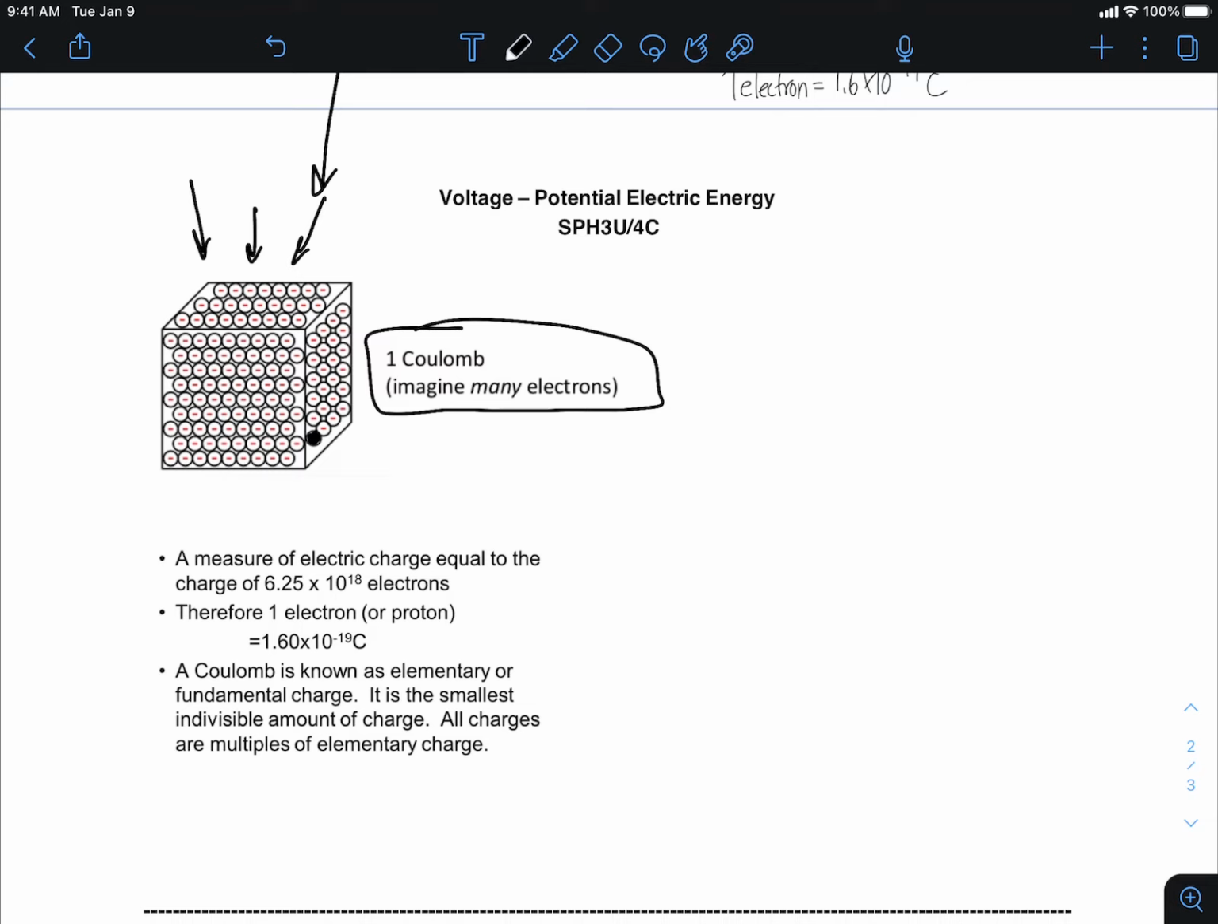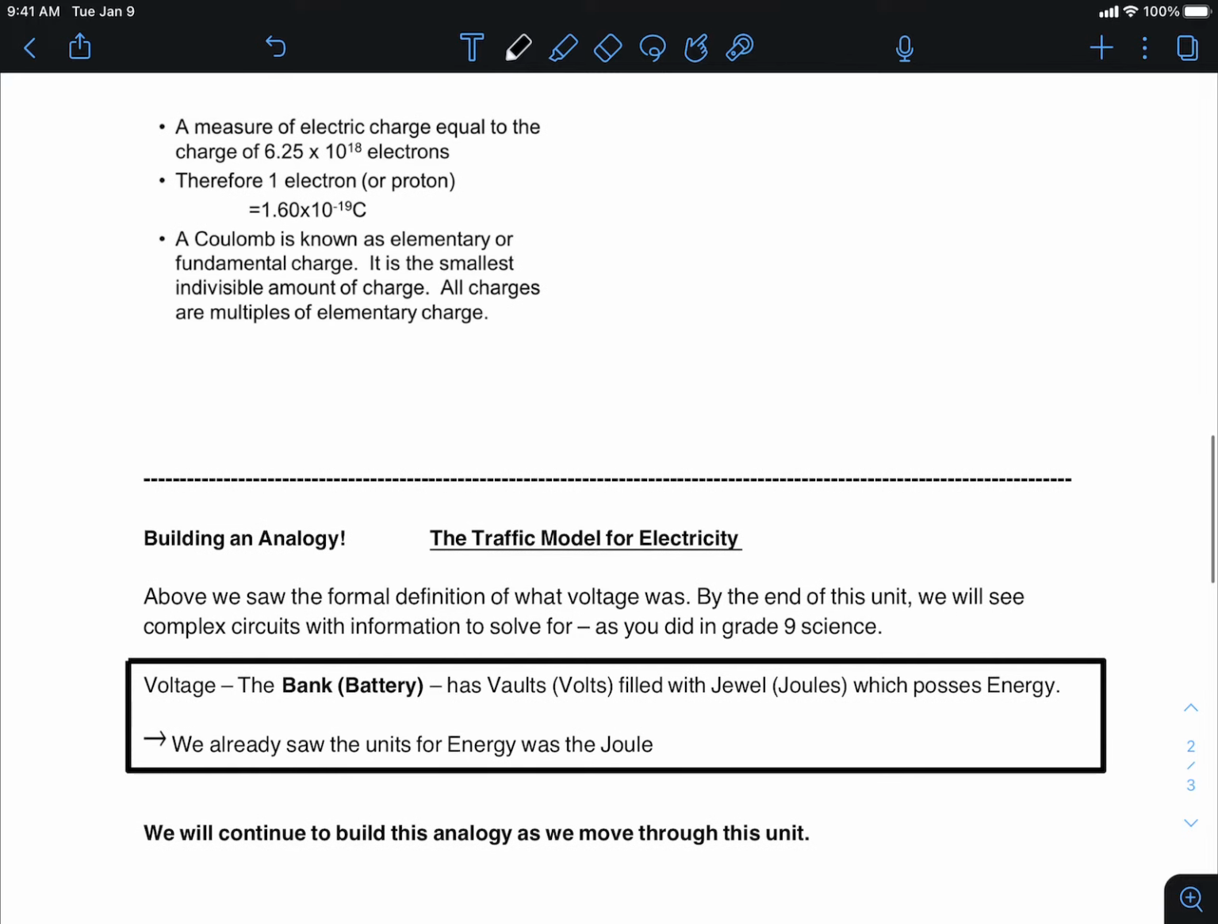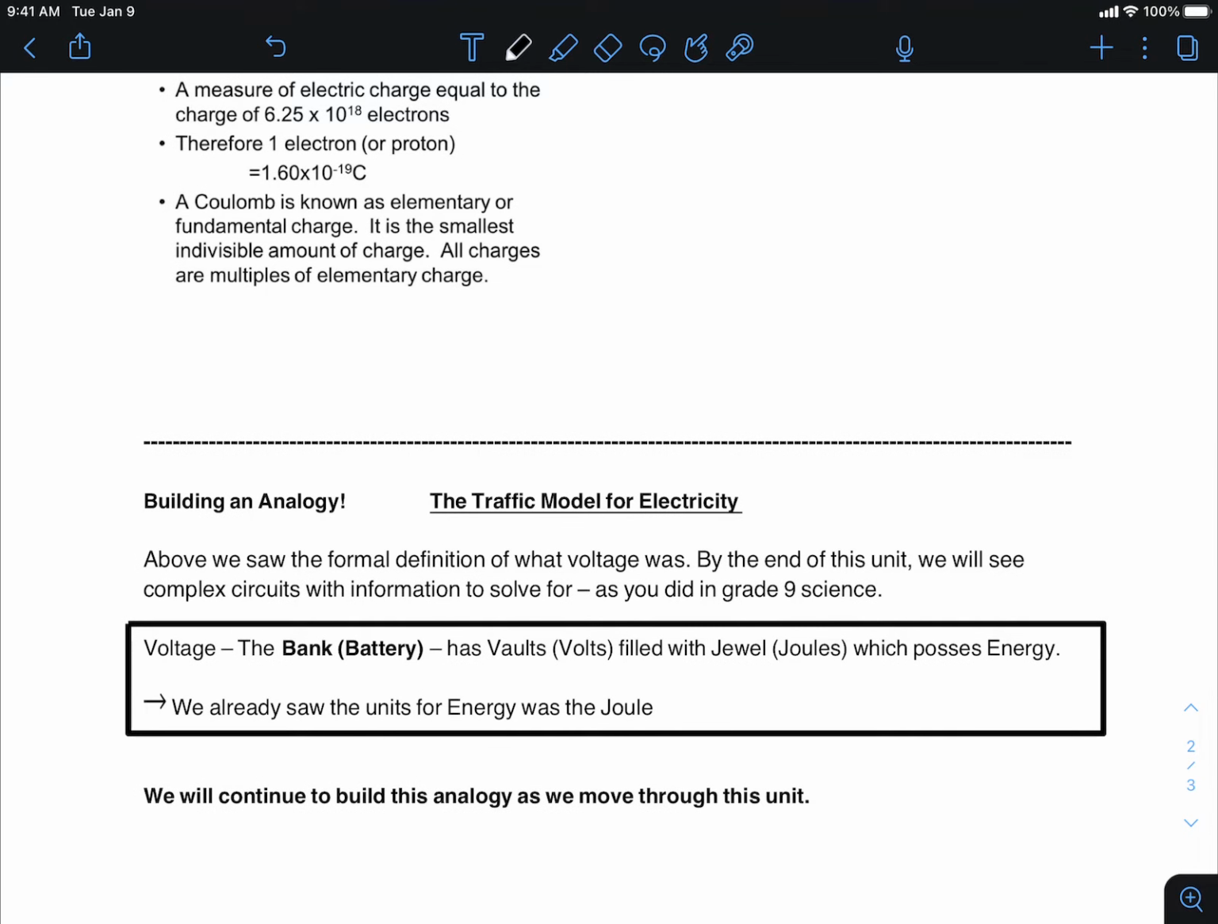I know what the battery is. I know what current is. I know what resistance is. And we're going to build this elaborate analogy over the coming days so that we can solve complicated circuits. So we're going to build this analogy, and it's a traffic model for electricity. And we saw above what the formal definition of voltage was, right? But by the end of the unit, we're going to have to solve complex circuits with information to solve for, okay? As you did in grade 9, but I think the circuits are going to get a little more complicated here, right? More information.